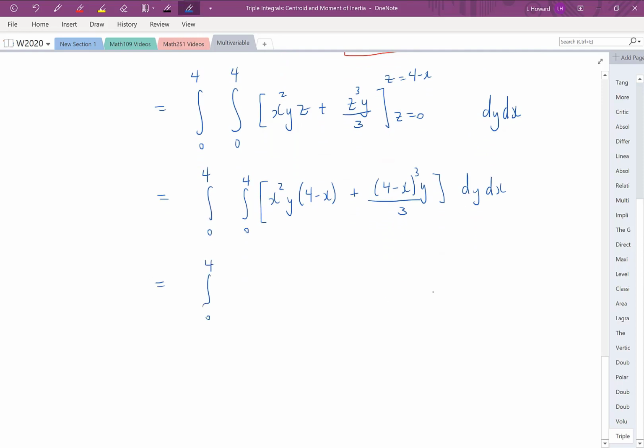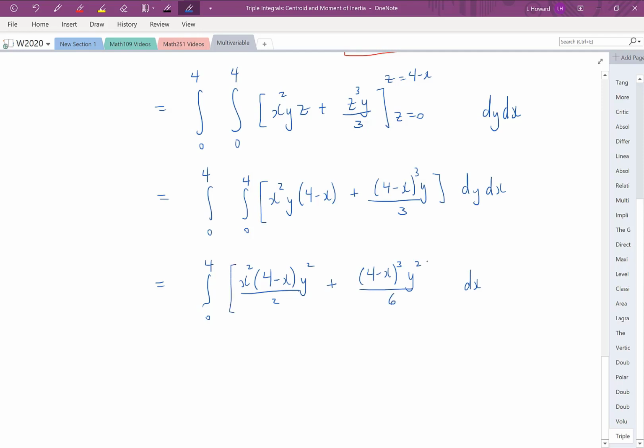We'll keep our outside integral and outside differential on there. Integrating with respect to y, all the x terms are constants. So you get something like x squared times 4 minus x. Just think of that as your coefficient. Integral of y is y squared over 2. And then for this second term, same kind of deal. (4 minus x) cubed is a constant. Integrating y, you get y squared over 2. So our denominator is now 6.